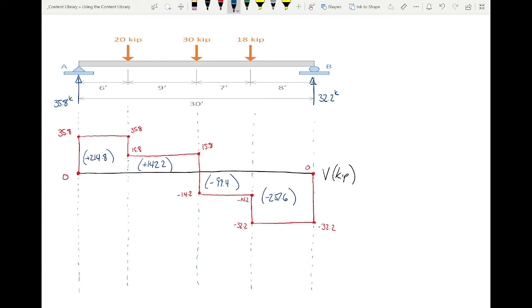Now, somebody add these up. Huh, interesting. 0. It's almost as if the sum of moments equals 0. Because it does. The moment diagram is the integral of the shear diagram. The moment diagram must yield 0 as well. That is 100% correct.